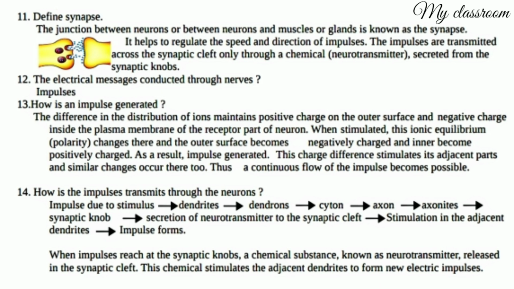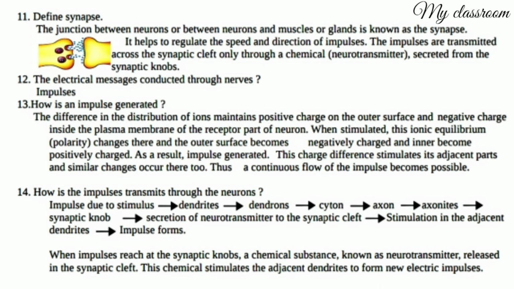How is an impulse generated? The difference in the distribution of ions maintains a positive charge on the outer surface and a negative charge inside the plasma membrane of the receptor part of the neuron. When stimulated, this ionic equilibrium, that is its polarity, changes and the outer surface becomes negatively charged and the inner becomes positively charged. As a result, an impulse is generated. This charge difference stimulates its adjacent parts and similar changes occur there too. Thus, a continuous flow of the impulse becomes possible.